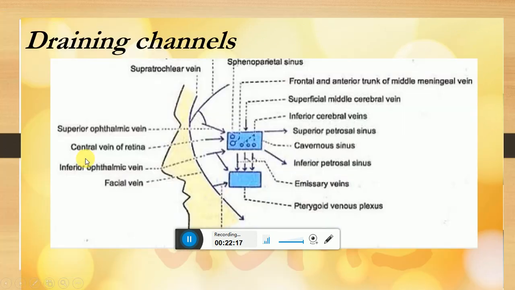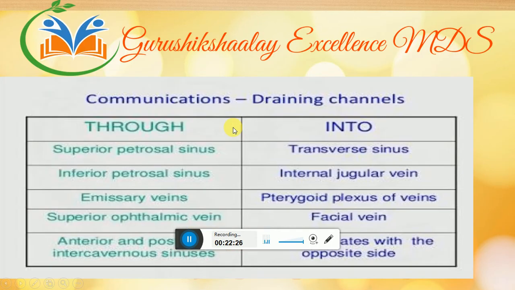Into the transverse sinus, it goes through the superior petrosal sinus. Internal jugular vein, inferior petrosal sinus. Pterygoid plexus of the veins, emissary veins, facial veins, superior ophthalmic vein. This is very important. Okay, 4 or 5 times this question has come. Superior petrosal sinus, superior ophthalmic vein into the facial vein.